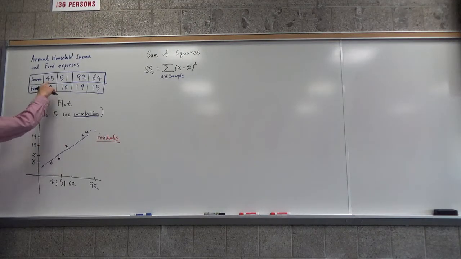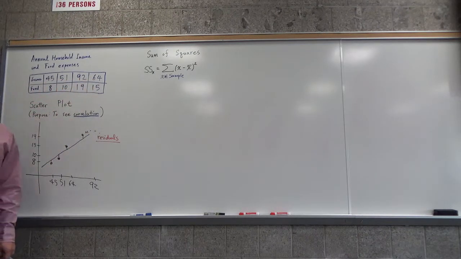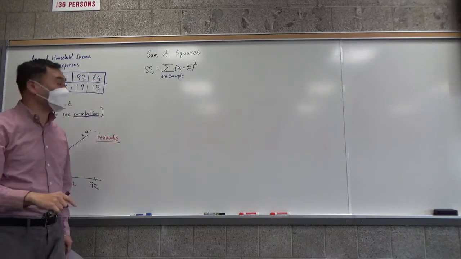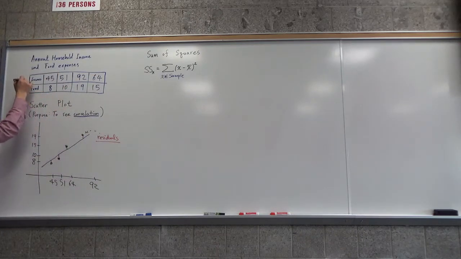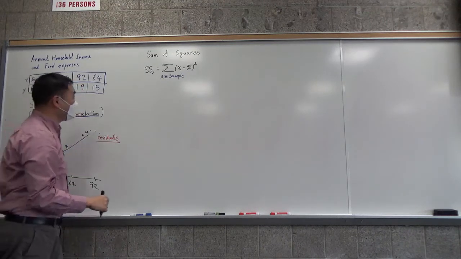So x's are 45, 51, 92, and 64. Now, I actually did a computation before I came here. If you add these numbers and divide by 4, you will get 63. So that's the average of the x's. I'm thinking of this as x and this as y, because this is like on the x-axis, the independent variable, whereas this I'm thinking of as dependent on x.